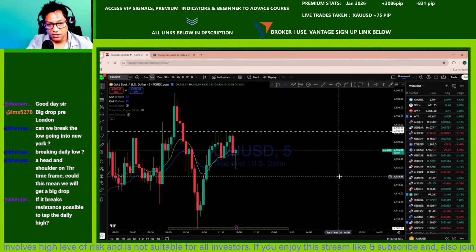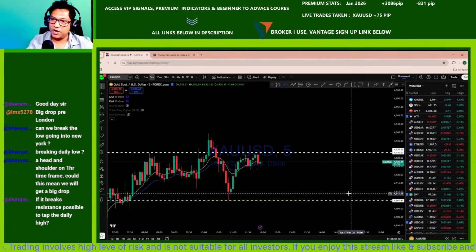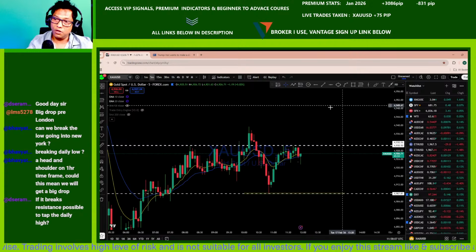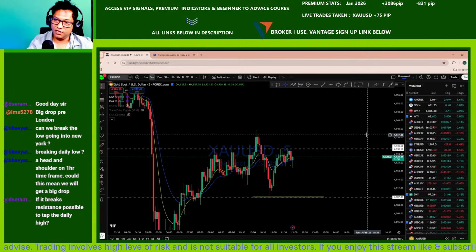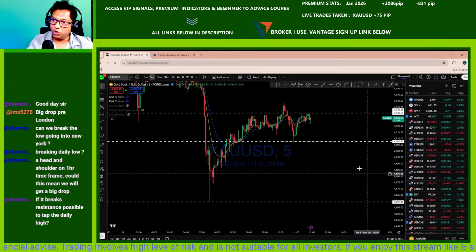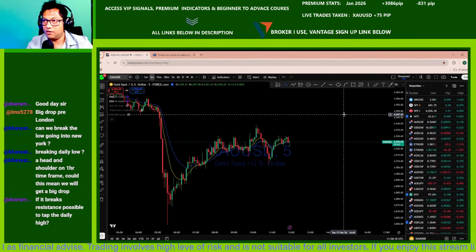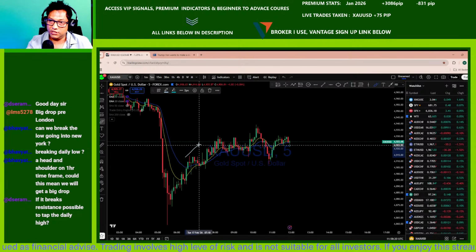I hope that if it breaks resistance, it's possible to tap the daily high. I don't think the market will be very strongly bullish at this level here, and I think the market might move sideways. So if you look at this structure, let me delete those levels. There might be, but the higher chance, if you look at here, you can see there is a pattern.